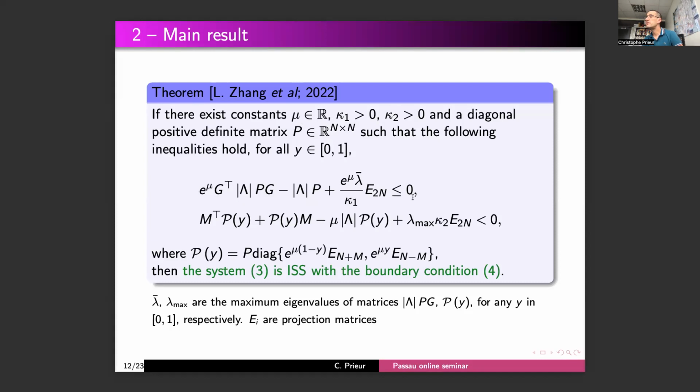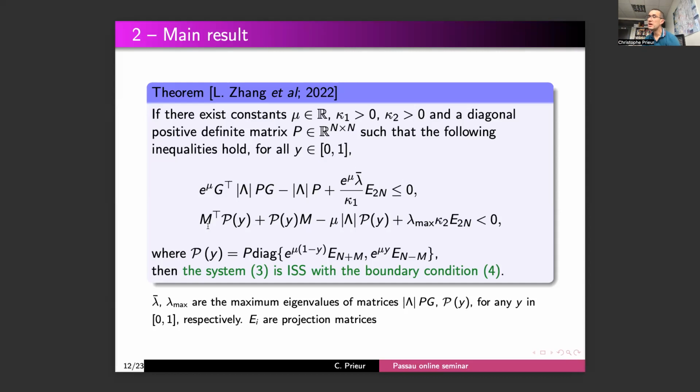So we have this inequality, and the second inequality. Here you recognize G, the boundary condition, the matrix in the boundary condition. Lambda is a matrix of positive velocities, and with the norms with absolute values there, I am just removing all signs, considering only absolute values of all velocities. So this is my first inequality, and lambda bar is just the maximal eigenvalue of this diagonal matrix.